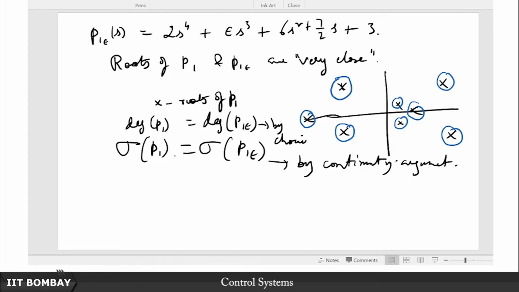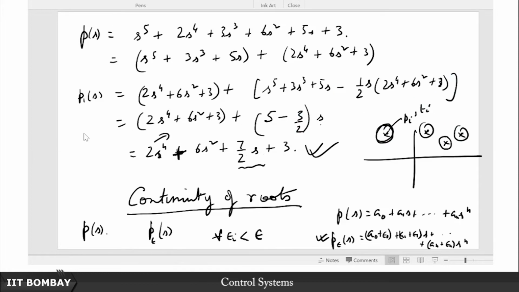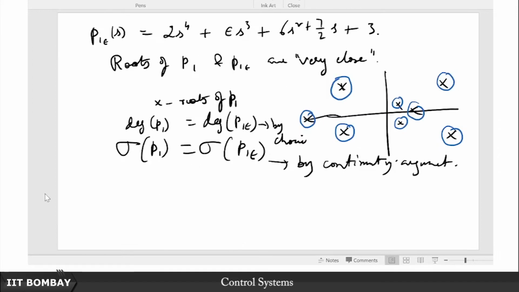So now, as we have seen, the degree and the signature uniquely specify the distribution of the roots, that number L and R, the number on the LHP and the number on the RHP. So if I want to carry on with the Routh array, at this point I was stuck because I do not have an s cubed. But now if I want to carry on with this Routh array, what I can do is, instead of studying P1, I can study this P1 epsilon.